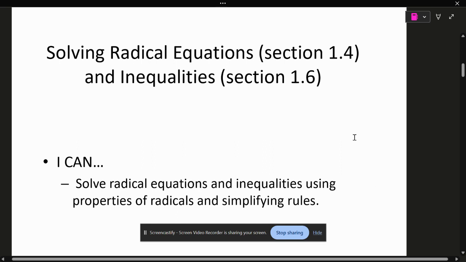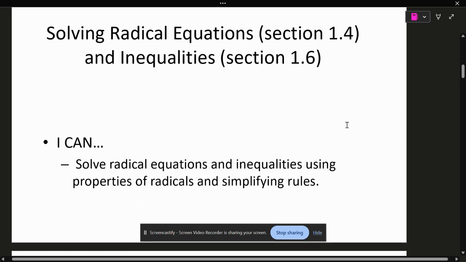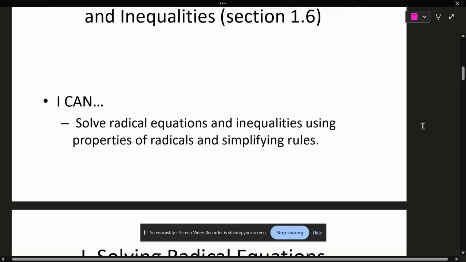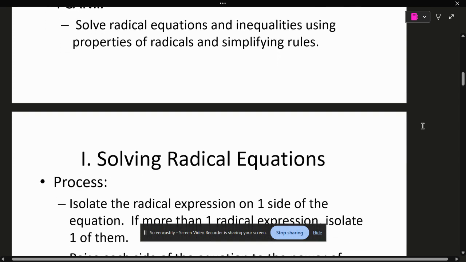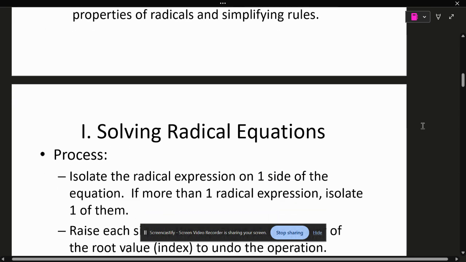All right. So today we are talking about solving radical equations. We're going to do inequalities for a different video, but mainly we're going to talk about how to solve radical equations. We're live during period 3.